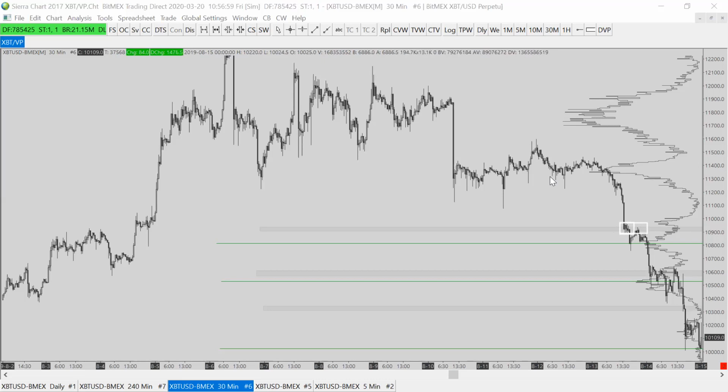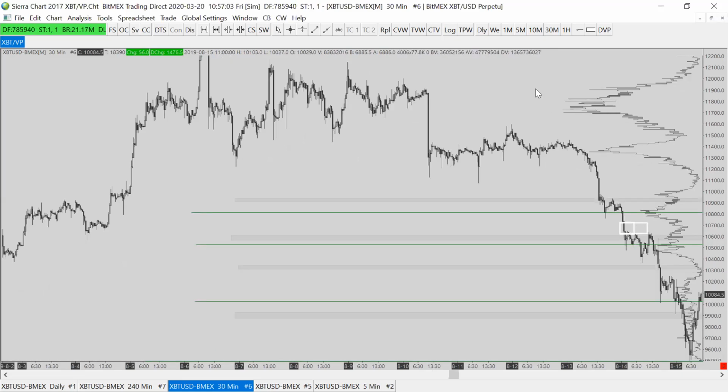So again, price breaks down through the next LVN, forms some structure there, chops around the high volume node, consolidates there, and then continues down off the FTR which formed at the low volume node.